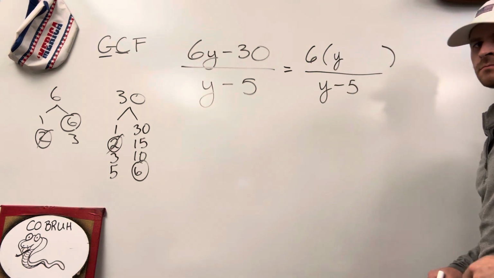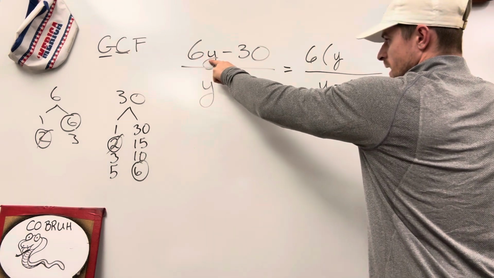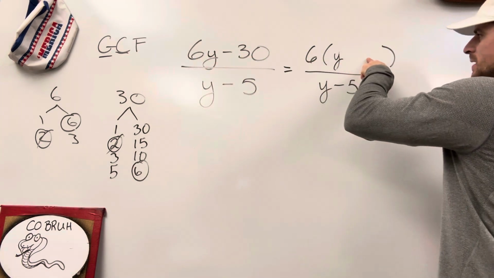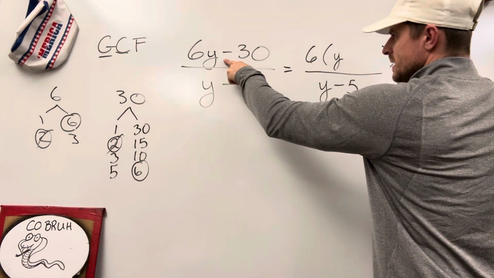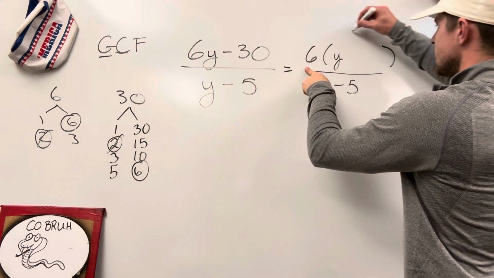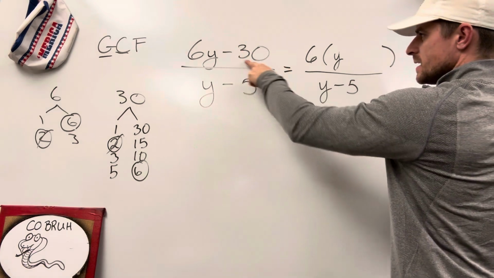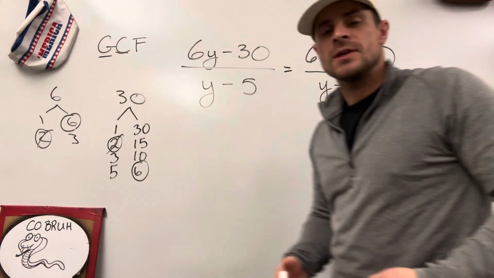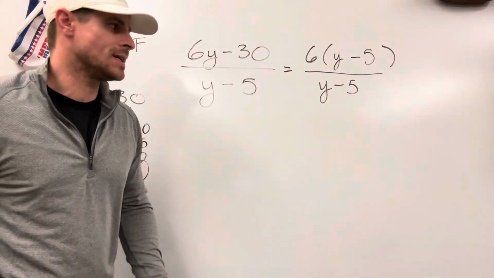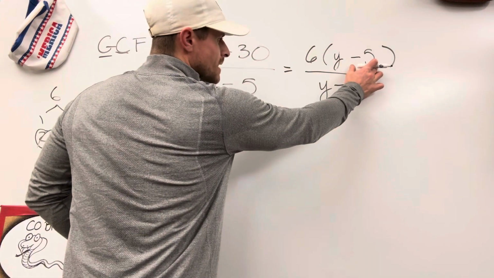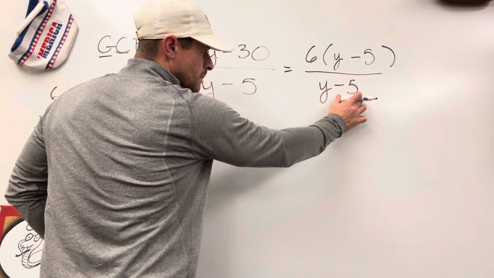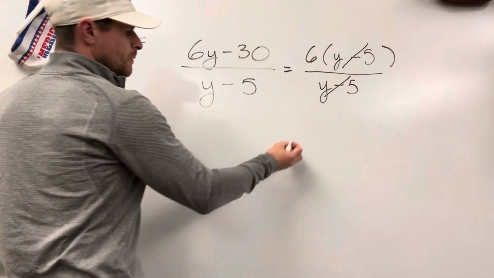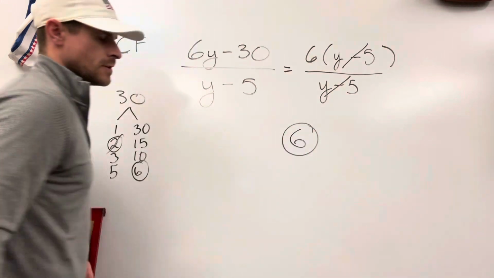Y. 6y, 6 times y makes 6y. Now, we need to have a number here that would make a negative 30. So 6 times something makes negative 30. That something would be negative 5. Now, once you do that, it should all come to light why we did that, because we've got y minus 5 on top, y minus 5 on bottom. Those are going to cancel each other out, and all you would be left with is 6 for this scenario.